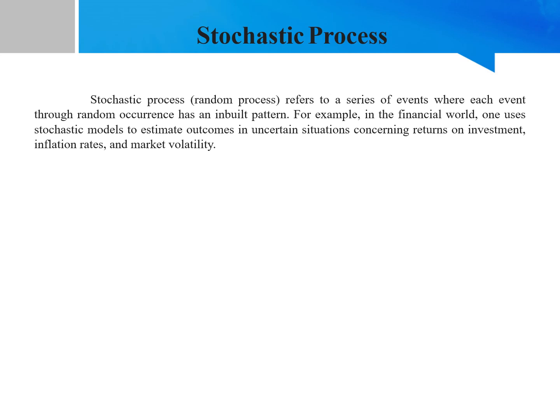Stochastic process is a random process that refers to a series of events where each event, through random occurrence, has an inbuilt pattern. For example, in the financial world, one uses the stochastic model to estimate the outcomes in uncertain situations concerning returns on investment, inflation rate, and market volatility. So stochastic process is nothing but a family of random variables with reference to time, such that at every time t in the set T, a random number X of t is observed.